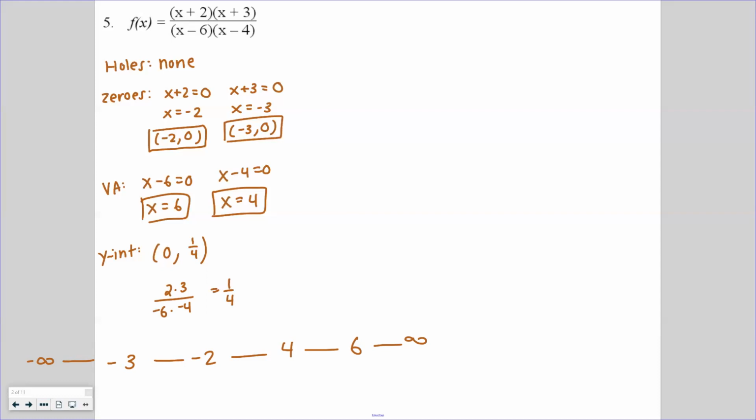So if I plug a really, really negative number in for x to our function, at its core, the numerator is x squared and the denominator is also x squared. Highest degree in the numerator, highest degree in the denominator. So when I square a negative number, we get a positive, and again in the denominator, when I square a negative number, we get a positive. So on the interval negative infinity to -3, our function sign is positive. We're going to be sitting above the x-axis on that interval, -infinity to -3.